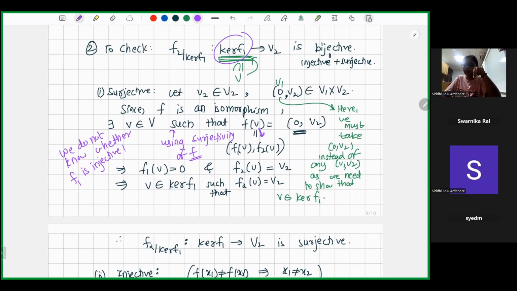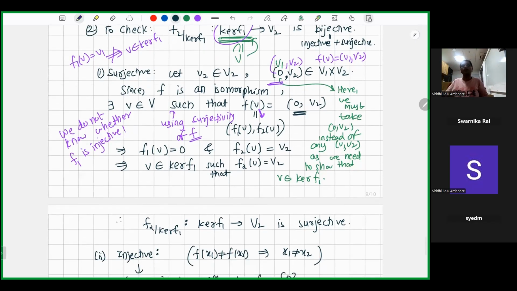Here, if I had taken some v1, v2, then whatever v we take, f of v will be v1, v2. But that v, I don't know whether it's in the kernel or not, because this means f of v is equal to v1, and that does not imply that v belongs to kernel f1. I want v from the kernel of f1. That's why I chose v1 to be 0 here.